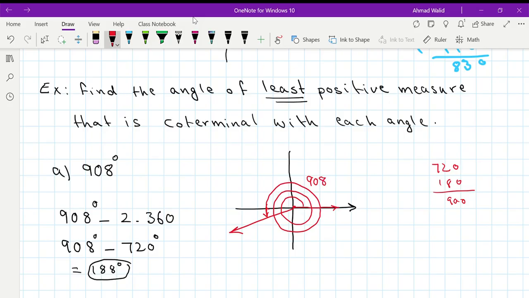Now, 188 is also coterminal. Why? Because you see, the positive side lies on the positive side. You start around, come up to here, and you stop. Because it's at least, right? Up to here, 188 more, 188. The blue one is 188. And you see, the terminal side of 188 lies on the terminal side of 908. That's why we call them coterminal. Correct?